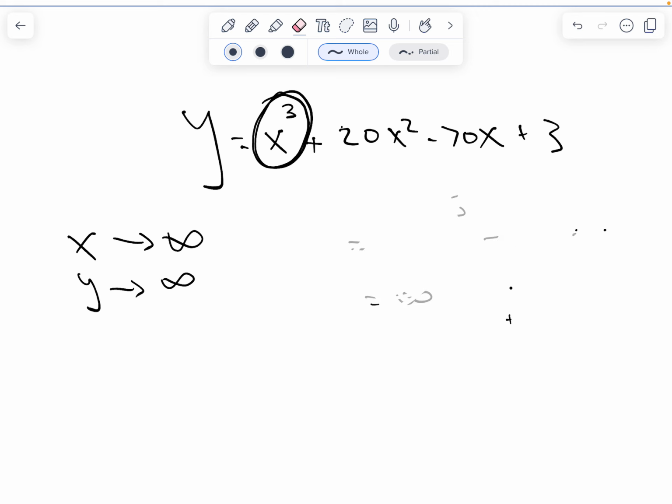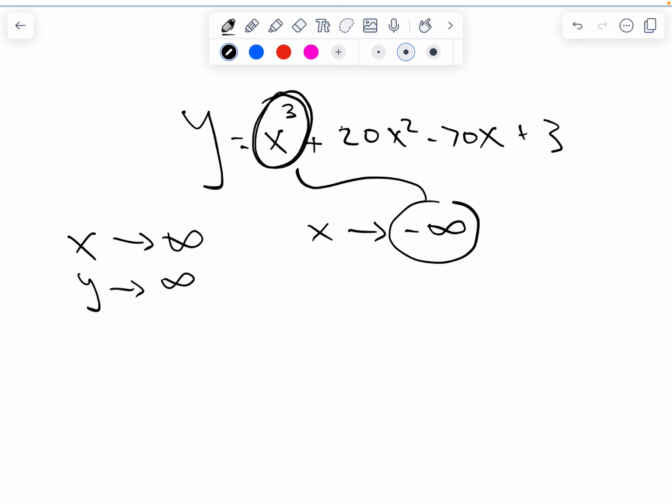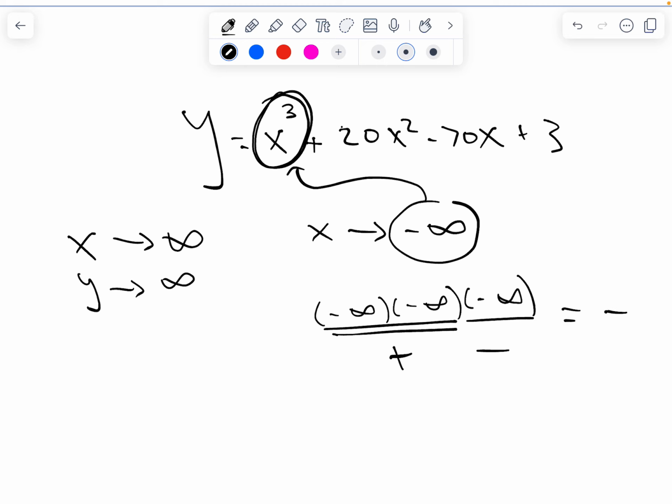So let's consider what happens when we approach from negative infinity. So x approaches negative infinity. We're going to take this negative infinity and put it inside our equation. So that's going to make negative infinity times negative infinity times negative infinity. And a negative times a negative makes a positive, but a positive times a negative makes a negative. So that means when x approaches negative infinity, y will also approach negative infinity.